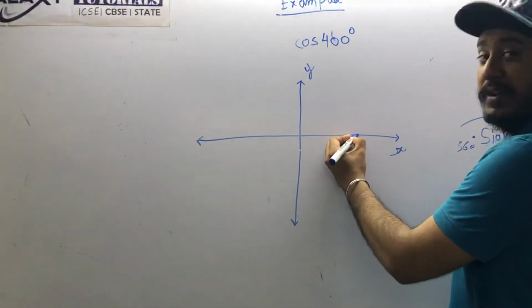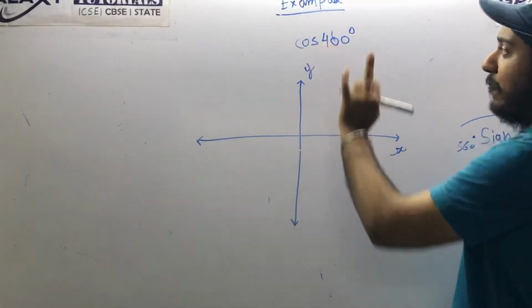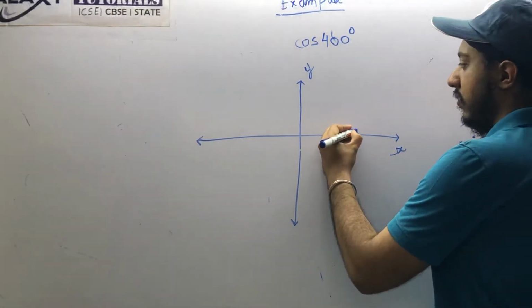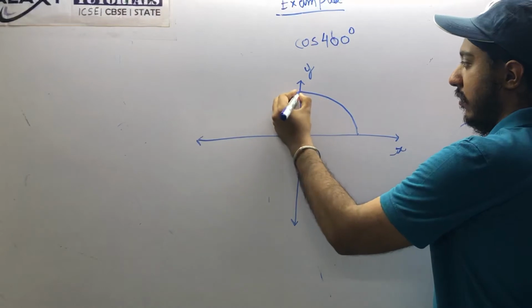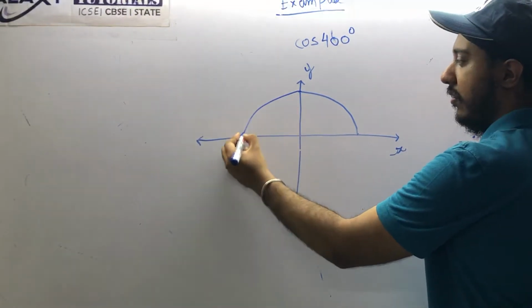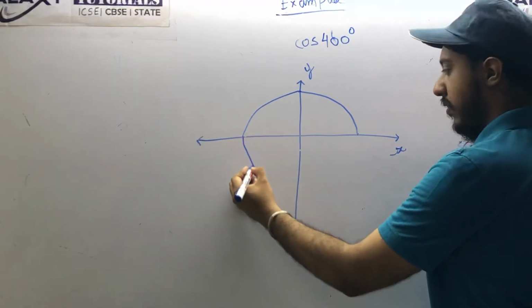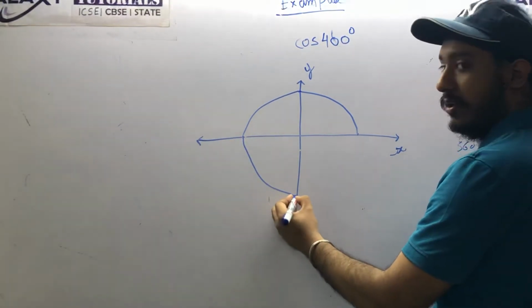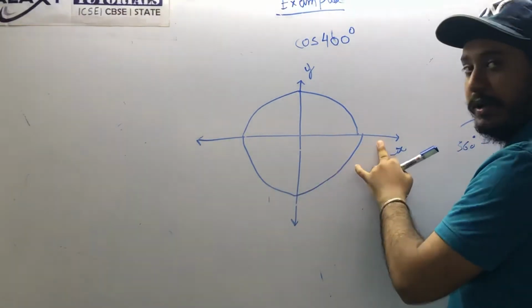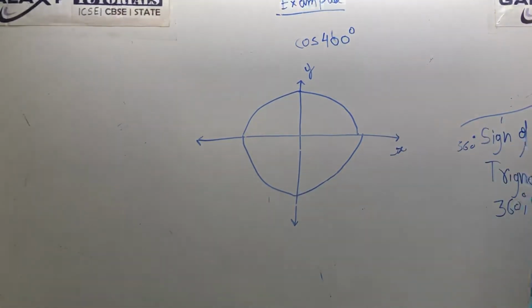You start from here. First of all, is the angle positive or negative? The angle is positive. So you will go in which direction? You will go in the anti-clockwise direction. So you will start from here. 90 degrees, 180 degrees, 270 degrees, 360 degrees complete. What they have asked us is 400.